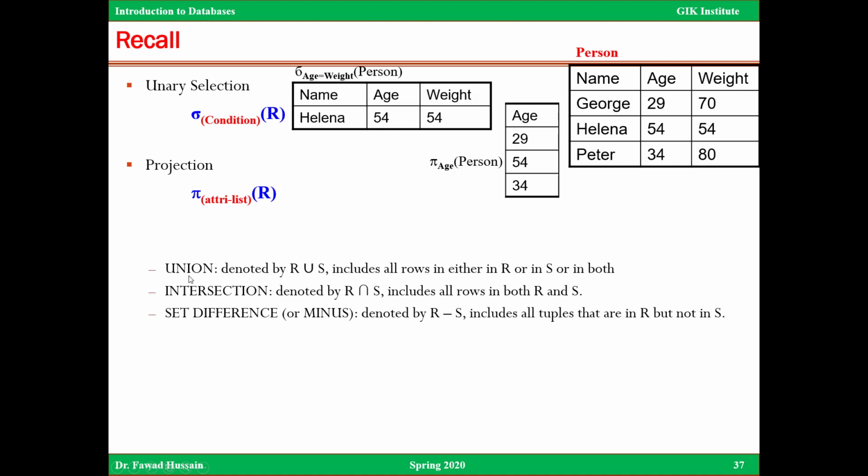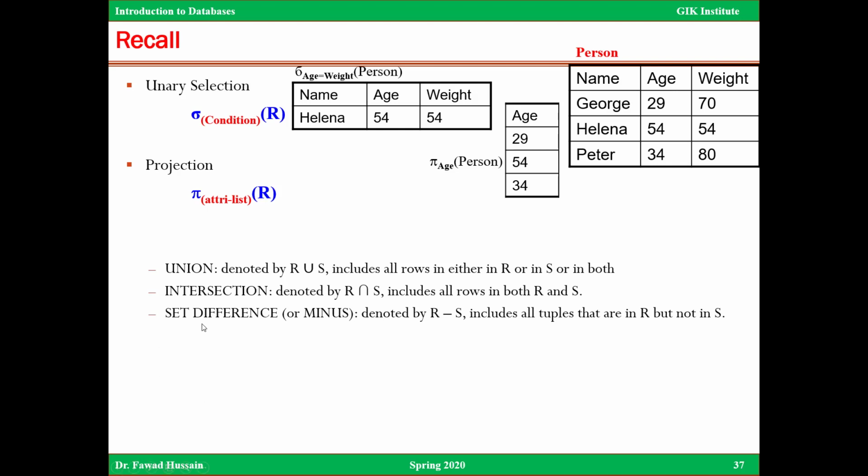The union operator, which we denote as R union S, includes all the rows that are either in R or in S or in both, where R and S are the two relations, the two tables. The intersection, denoted with this symbol, includes only those rows that are both in R and S. So it cannot include a row that belongs to only one of the tables. The rows have to be in both these tables.